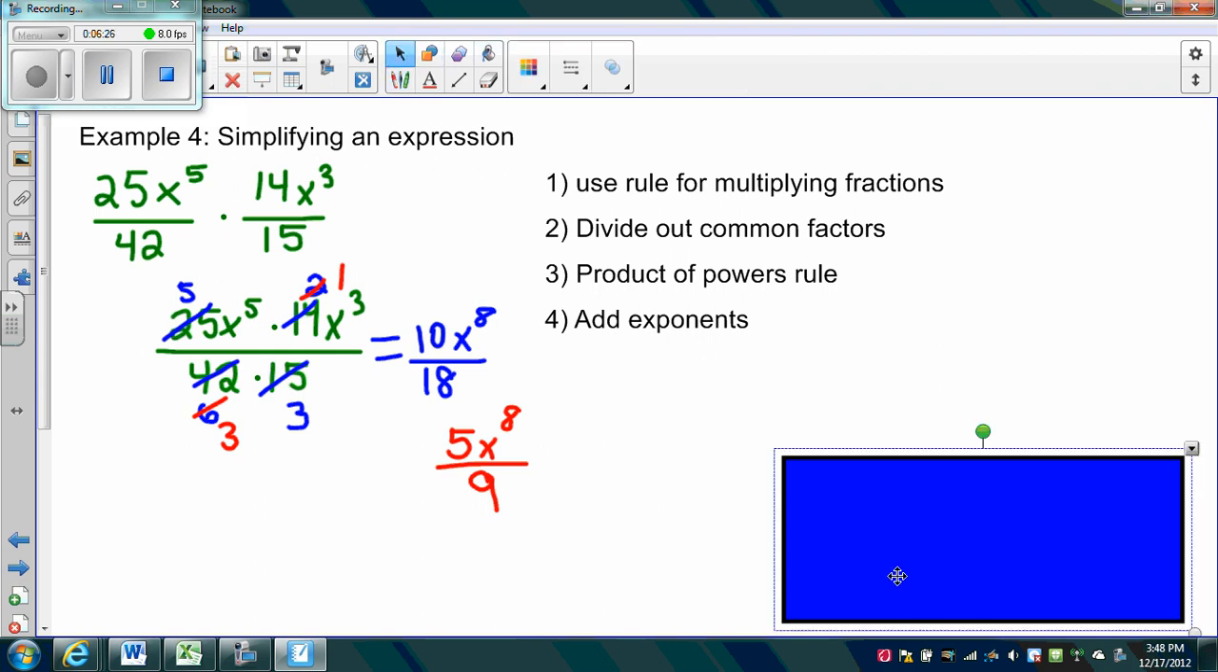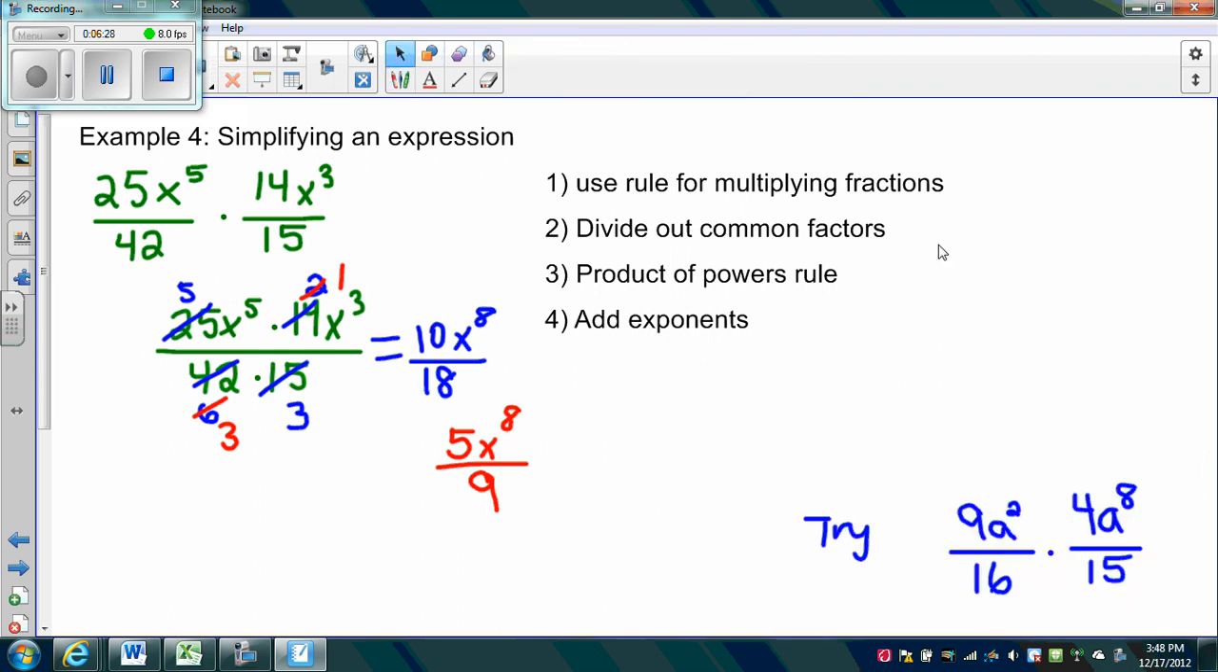So what I want you to do now is try this example below. But remember, you have to use your exponent rules, you need to use the multiplying fractions rules, and these dividing out the common factors. So all things we've learned in the past, but now we're using them together. So that's all for this lesson.